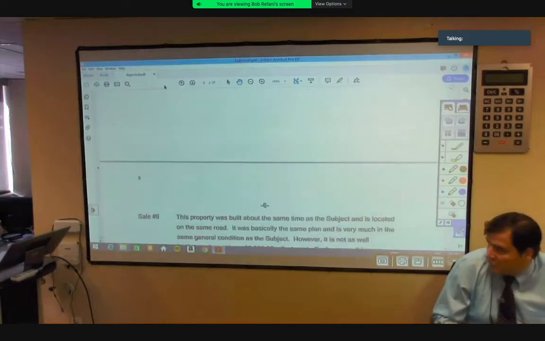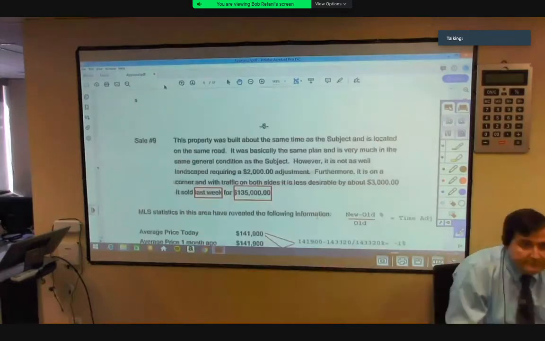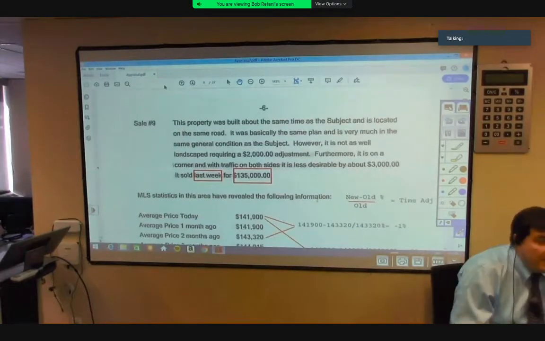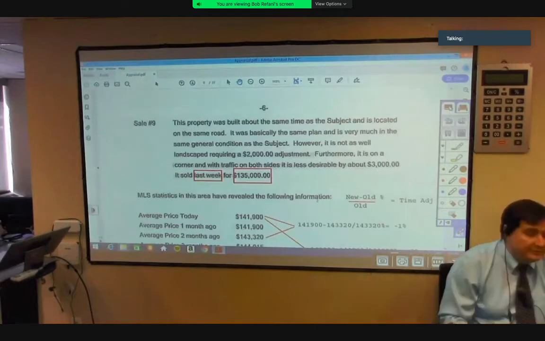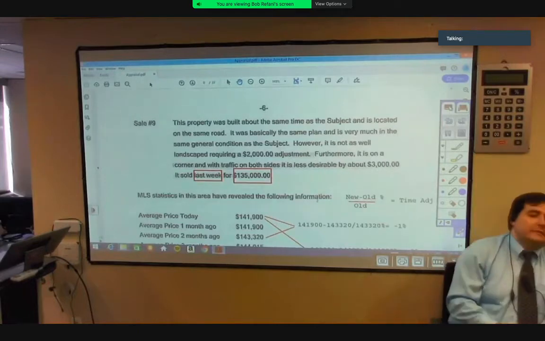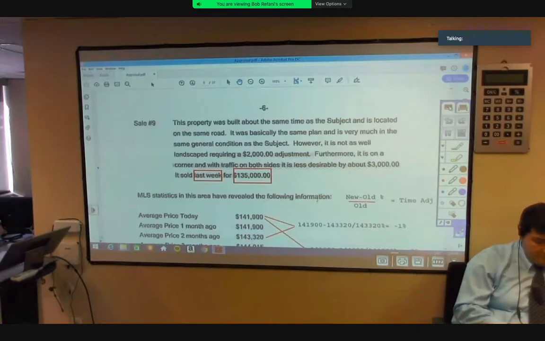So the third one, who wants to help me with the third one? Any of you? Go ahead. This property was built at the same time as the subject and is located on the same road. It was basically the same plan and is very much in the same general condition as the subject. However, it is not as well landscaped, requiring a plus $2,000 adjustment. Furthermore, it is on a corner and with traffic on both sides, it is less desirable by about 3,000.